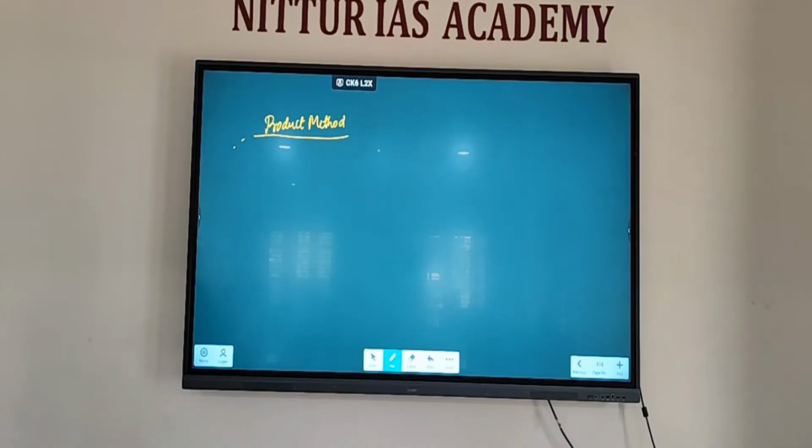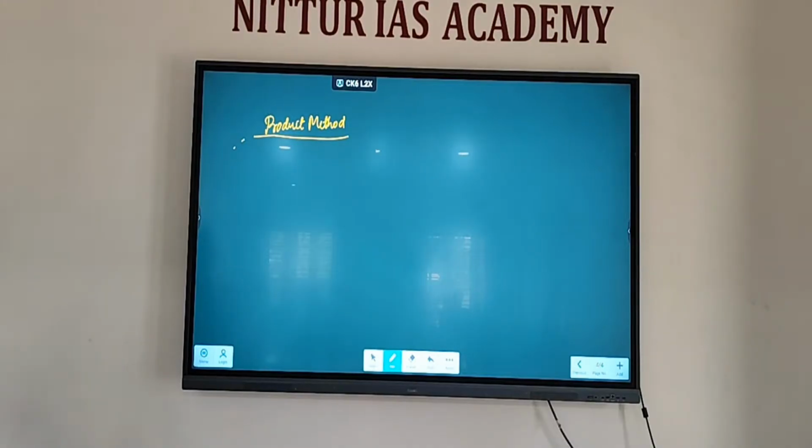Okay, product means what? Product means whatever things are being made by the producer. So the product method is dealing with which side? Producer side. The expenditure method is dealing with which side? Consumer side, because who is spending the money? The consumer is spending and buying the product.